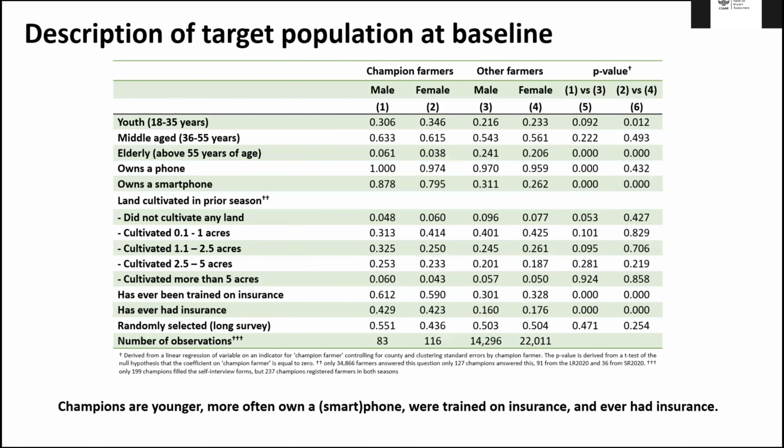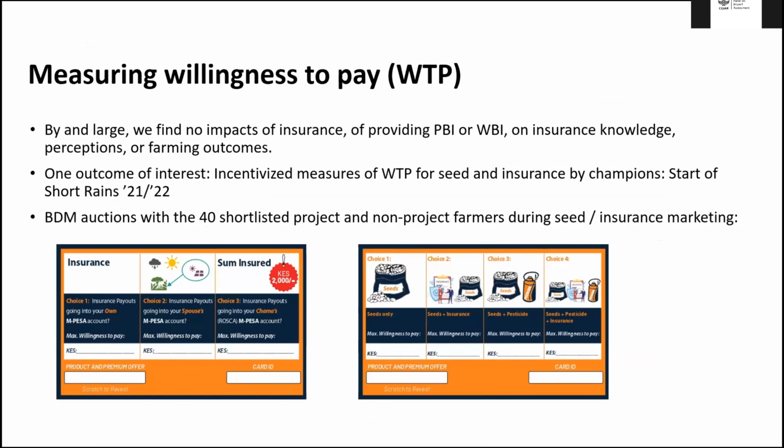I'll skip timelines. I'll also skip this, except to note that champions are younger farmers. They more often have a smartphone, even before the project started, and they got a smartphone from the project. They were also more often already trained on insurance and had ever had insurance. So these are maybe more financially progressive farmers, and they're more like the early adopters in their communities. So that's a bit on the champions.